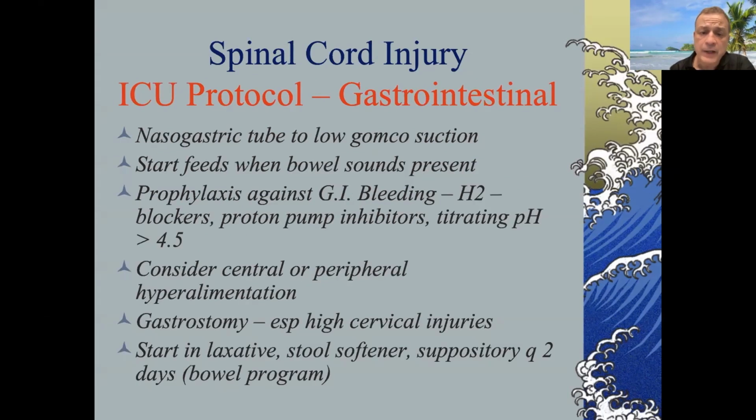They can have GI bleeds, something often referred to as a Cushing ulcer from the stress of the spinal cord injury. They often get H2 blockers, and they can have problems with alimentation. Occasionally, they'll need an NG tube or even peripheral or central hyperalimentation, but they do need to start a bowel program, which often consists of laxatives and stool softeners.